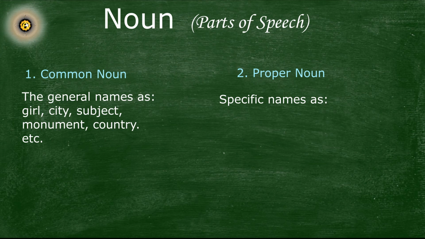But if you're going to call individually a girl by her name, that is, for example, Hira. So Hira is the specific name of that girl, right? So Hira is a proper noun. Just like that, Karachi is a specific name of a city. Then history is a specific name of a subject, and Qasim is a specific name of someone as well.